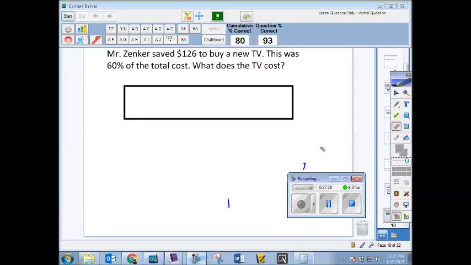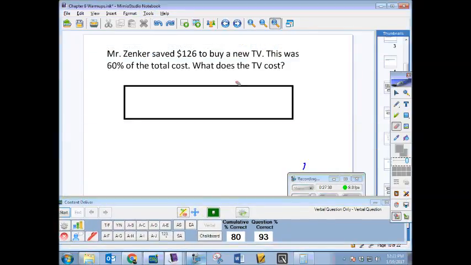So when you're doing these, what does the whole strip always represent? 100%. And then what else does it represent? Some sort of what? Total. Some sort of total, whatever we're talking about. In this case, we're talking about total cost, right? All right, what's the next thing I should always identify?